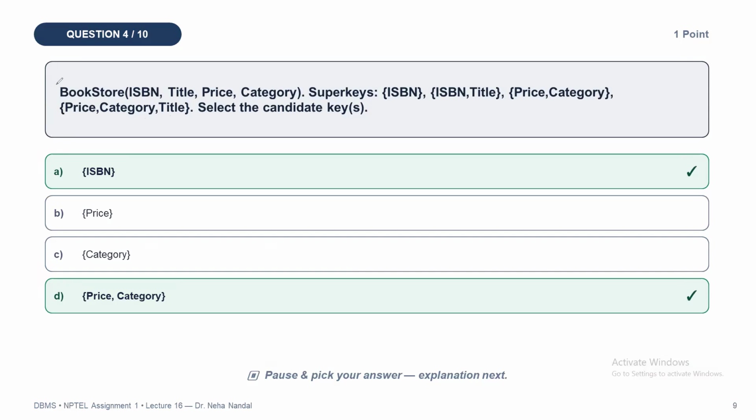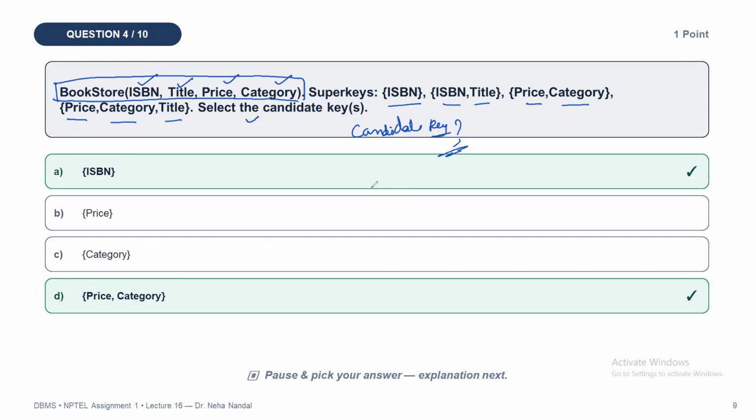So let us see. We are given the schema over here. We have one table, bookstore, and its attributes are ISBN, title, price and category. It is telling us some super keys: ISBN; ISBN, title; price, category; and one more, price, category and title. So you have four super keys given to us. We have to select the correct candidate key.